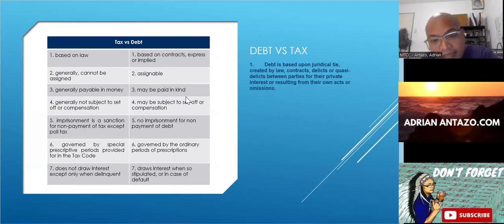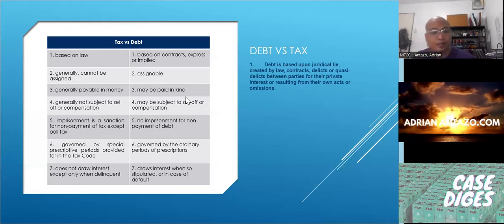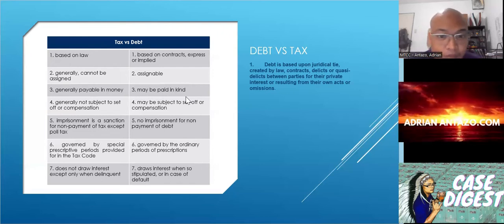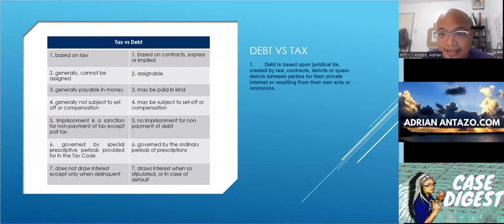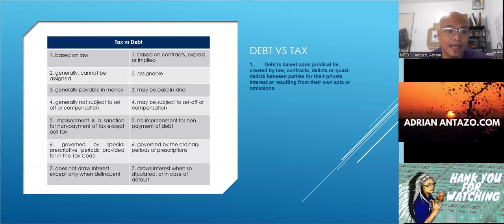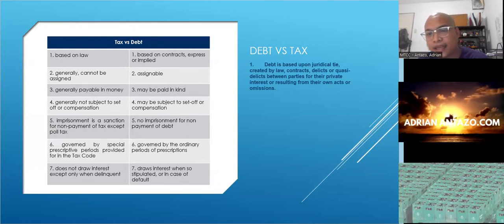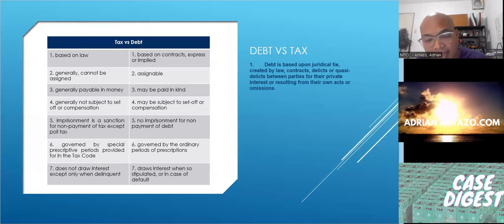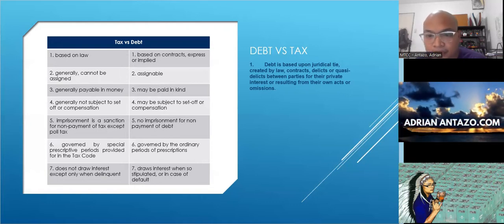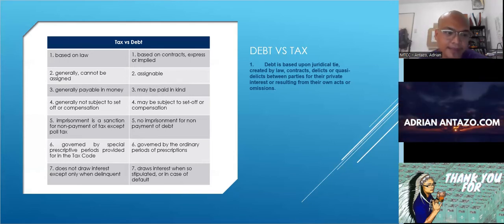While a debt draws interest when so stipulated or in case of default. So dati yung pinag-uusapan natin sa obligation and contract, if the interest is not stipulated in any instrument, therefore hindi pwedeng maningil ng interest. So, kailangan the interest is stipulated in your contract. Else, hindi pwedeng singilin ang interest kahit pinag-usapan nyo yan ng verbal. Okay? So debt is based upon a juridical tie created by law, contracts, delict, or quasi-delict between parties for their private interests or resulting from their own act or commission. Okay? Next.